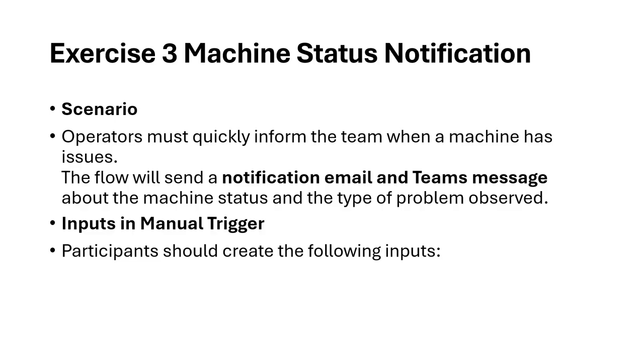Now what I want to do is the flow will send a notification to email about the machine status, type and problem, with manual triggering as the input. So I think this has two things. Okay. So now what I want you to do is the input. That part I will explain.